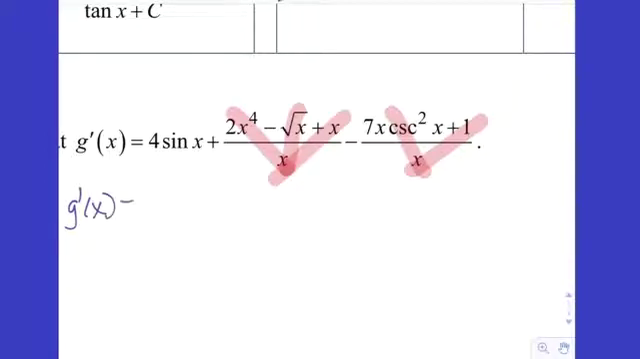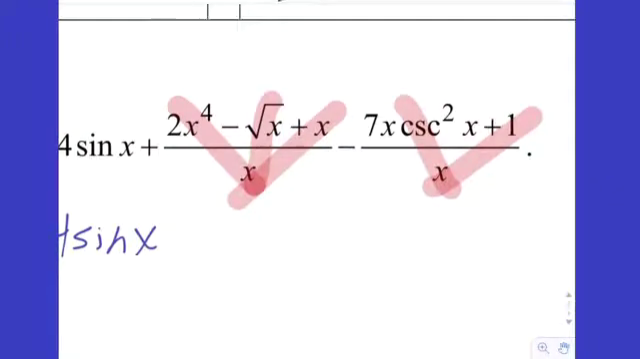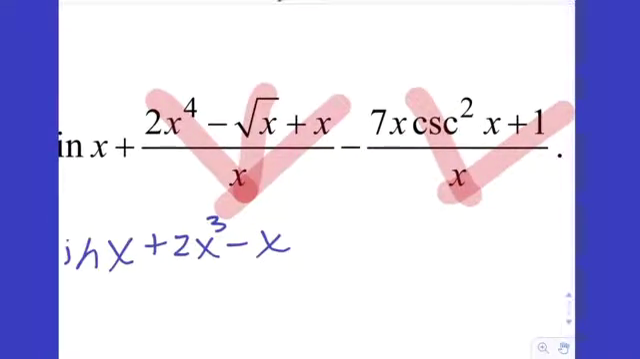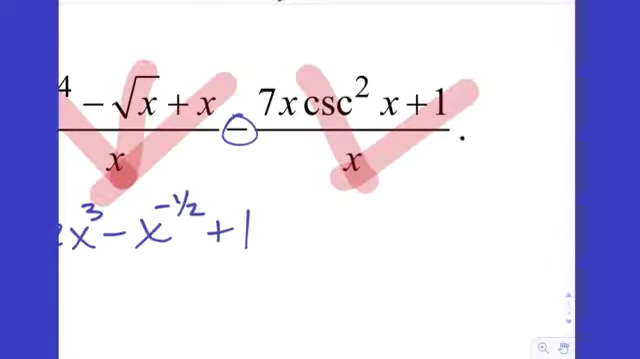g prime of x, 4 sine of x looks good. Now if I split it up, I get 2x to the 4th over x. That's going to be plus 2x cubed minus x to the 1/2 divided by x is x to the negative 1/2. Good. And then plus x over x is 1. Now in the next one, you've got to be careful. There's a negative out front, so we're going to have to distribute the negative. So we get negative 7x cosecant squared over x is just negative 7 cosecant squared of x.